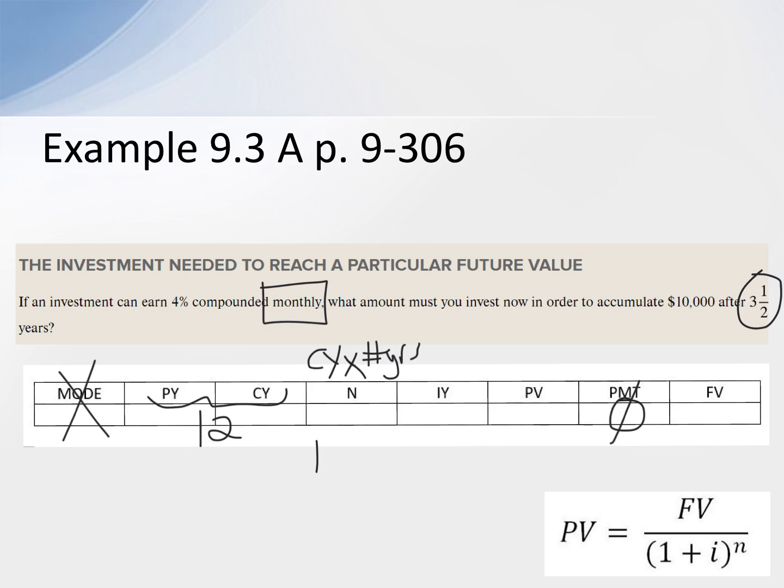So that will be 12 times a year for 3.5 years. So that will give us an N of 42. Our IY is 4% interest. And we're looking for our PV. How much do we need to invest now in order to have $10,000 in the future?